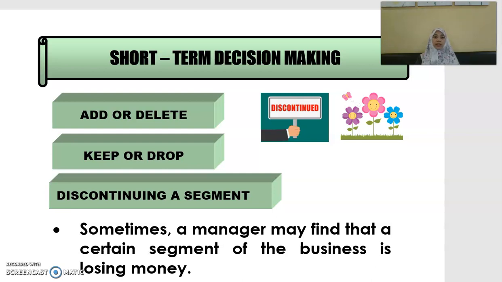I'm going to explain to you about short-term decision making. The next topic is add or delete, also known as skip or drop, or discontinuing a segment or an operation.